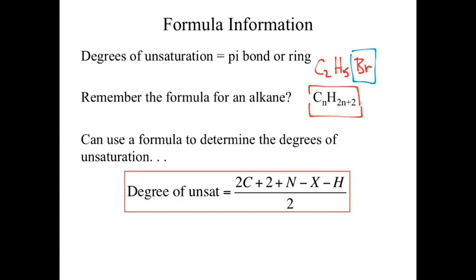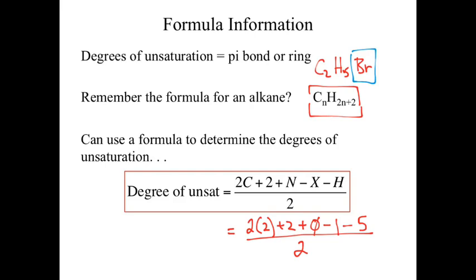So what we're going to go through and do in the case of our structural formula is that we have 2 carbons. So it's 2 times the number of our carbons, plus 2, plus the number of nitrogens. How many nitrogens are in our molecule? Well, 0. Minus the number of halogens. So that's our X, a halogen. Well, we've got 1 bromine. Minus the number of hydrogens in our formula. So in our formula, we had 5 hydrogens. We then add all those numbers up and we divide by 2.